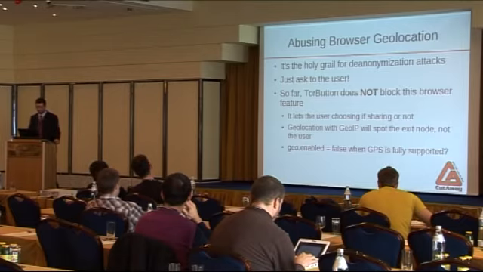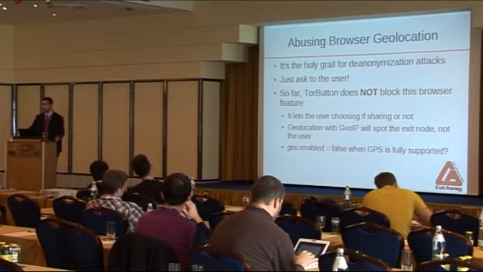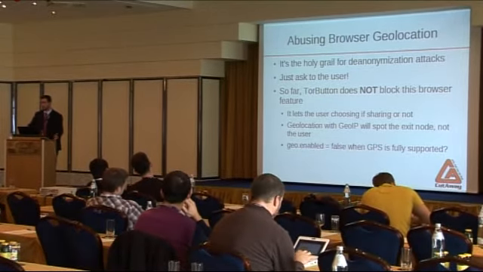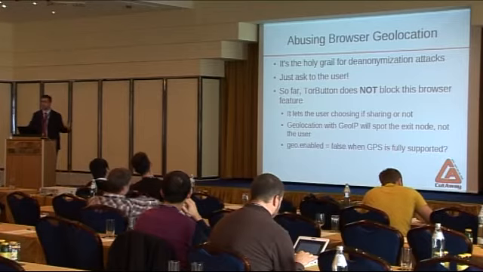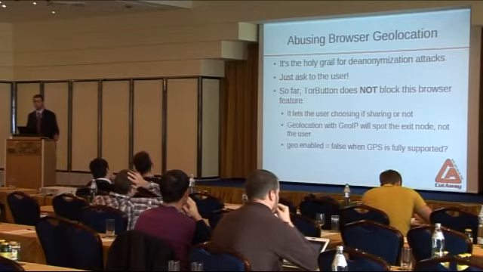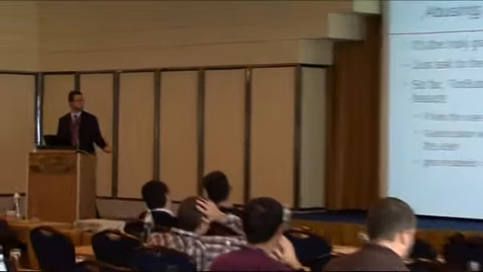Maybe yes, maybe not. We are safe because geolocation with GeoIP is weak, because it will spot the exit node position, so we don't really care about it. I think that Torbutton will have to set geo.enabled to false when GPS is fully supported by browsers because, yeah, a user may click on yes, but I think it's not cool if a site can reveal our geographical location just by asking us.